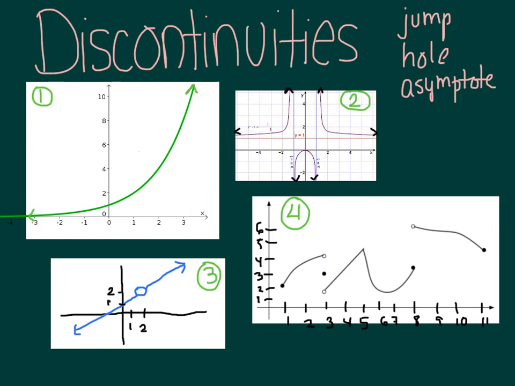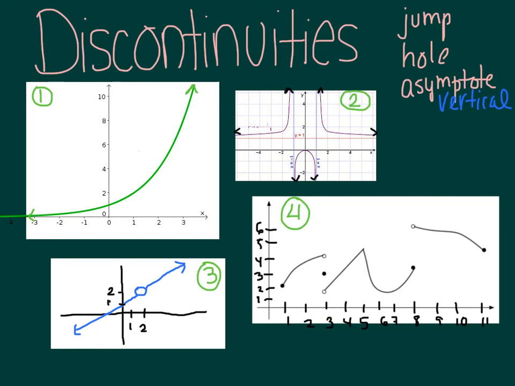The last feature we'll look at here are discontinuities. Discontinuities can take 3 different forms. We can have something called a jump discontinuity, we can have a hole, also known as a removable discontinuity, or we can have an asymptote, meaning a vertical asymptote.